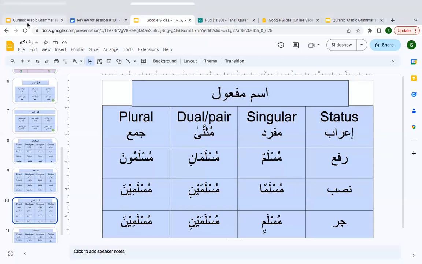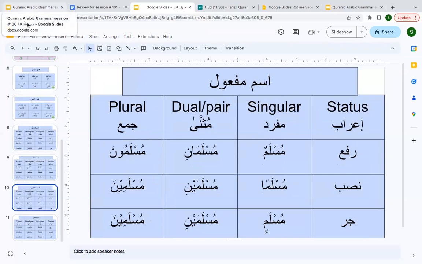Okay, so let me start another thing. Everyone now is well versed with how you are going to do your Sarf Kabir.